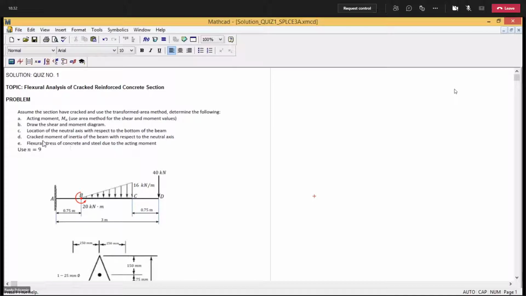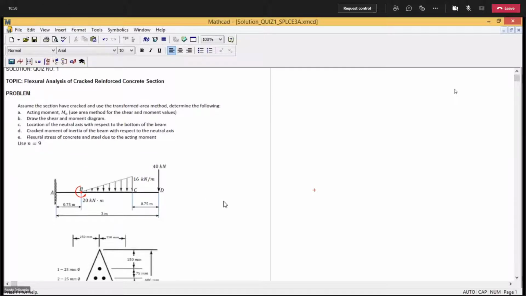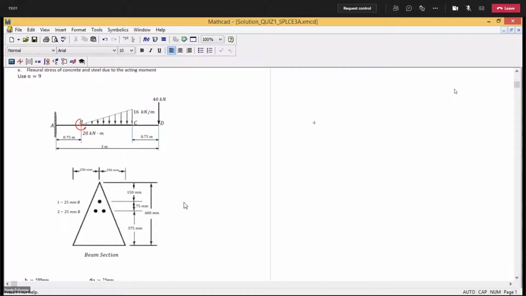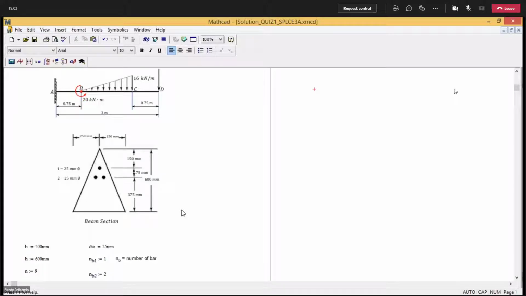Okay, letter D. Cracked moment of inertia of the beam with respect to the neutral axis. And letter E. Flexural stress of concrete and steel due to the acting moment. Okay, so use n, which is the modular ratio, equal to 9. So you don't need to solve for n, no? So it is already given in the problem. Okay, so this is the given beam, and we have this given beam section.